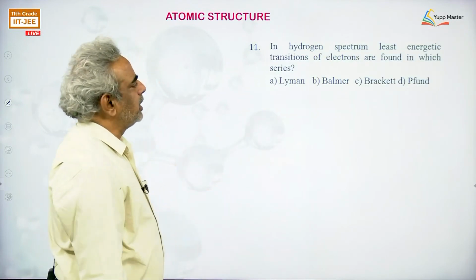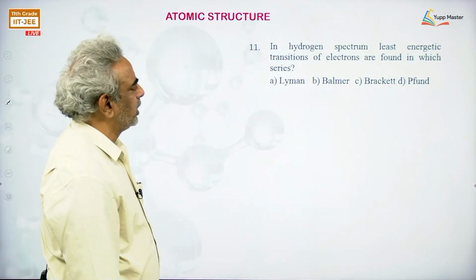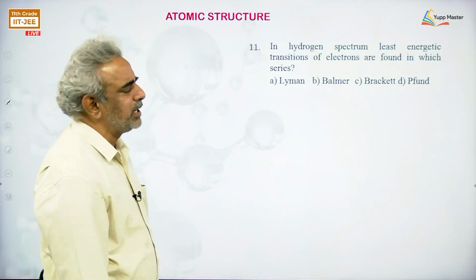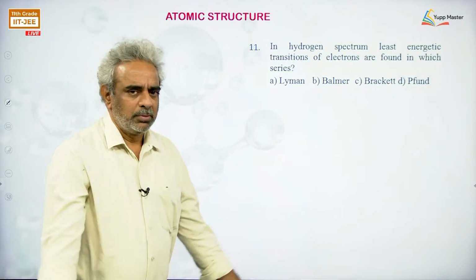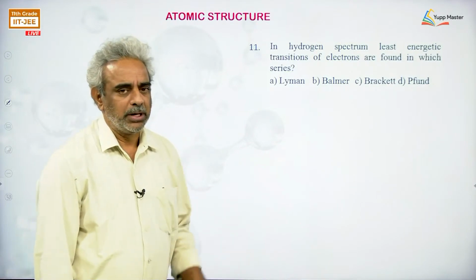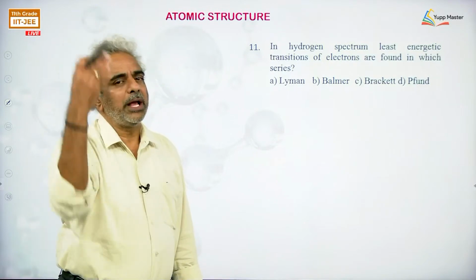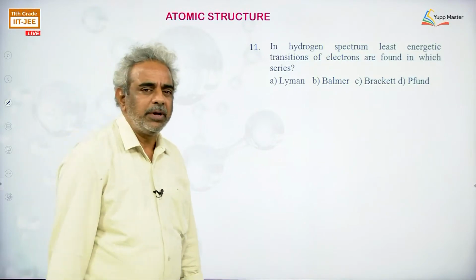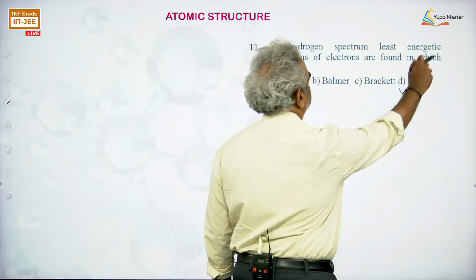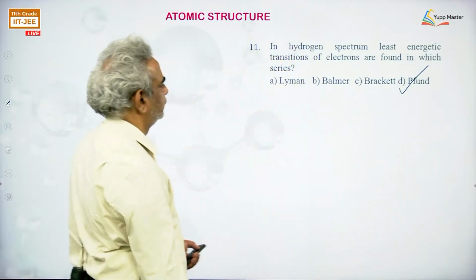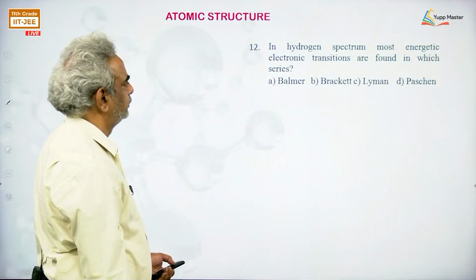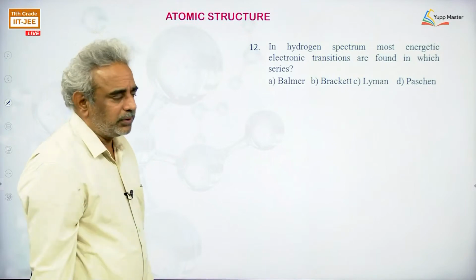In hydrogen spectrum, least energetic transitions of electrons are found in which series? Least energy. Obviously, Pfund, because electrons jump into the fifth state. Between the fifth and higher states, the energy gap is very narrow. I think Pfund is fifth.